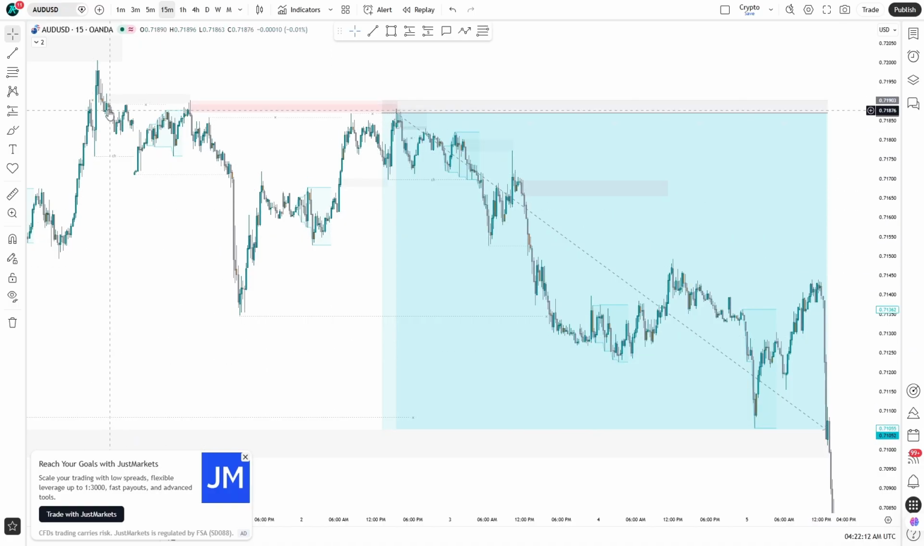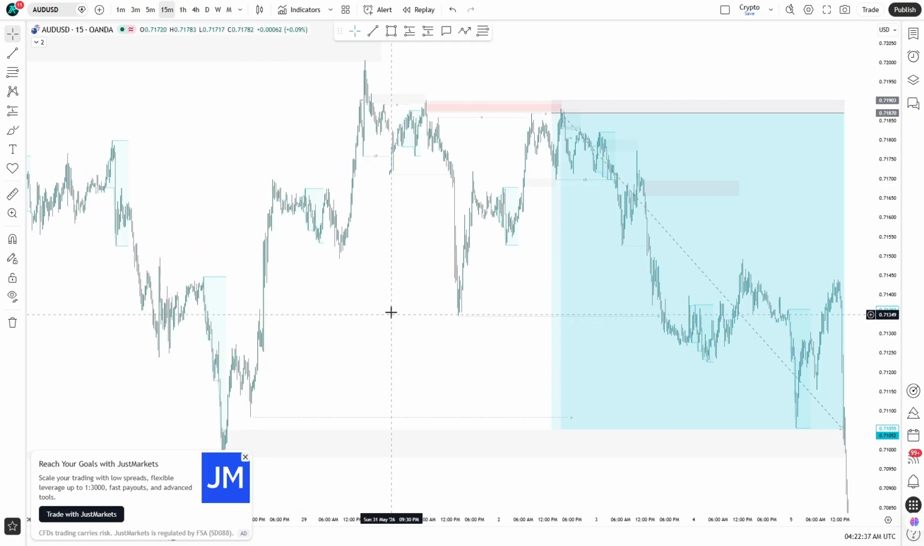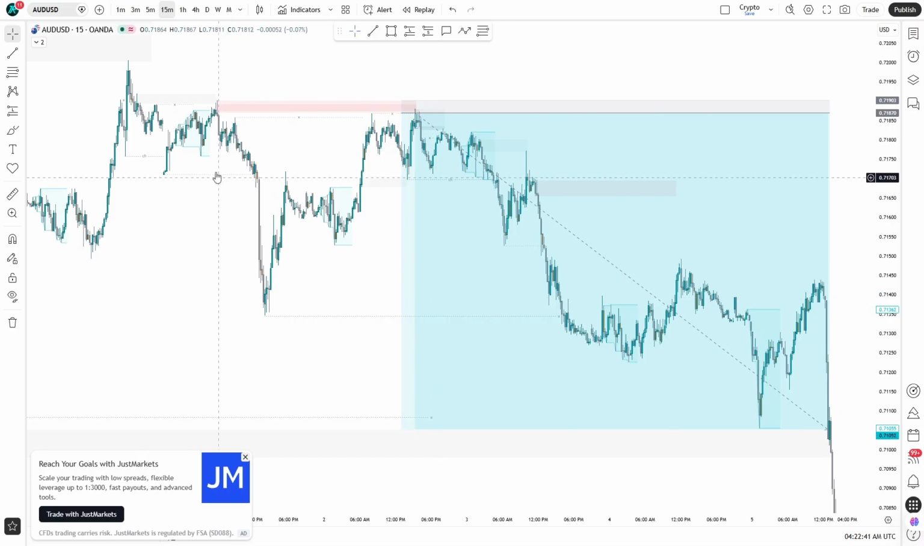After that change of character, there was a 3 minutes demand supply zone here. The market came back to mitigate it. Before mitigating it, we swept this Asian high and this high here. We mitigated it. After mitigating it, we swept this low. Came down all the way to this region. Now after that, we also came up again.